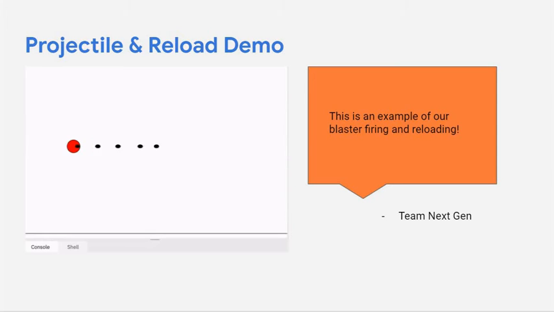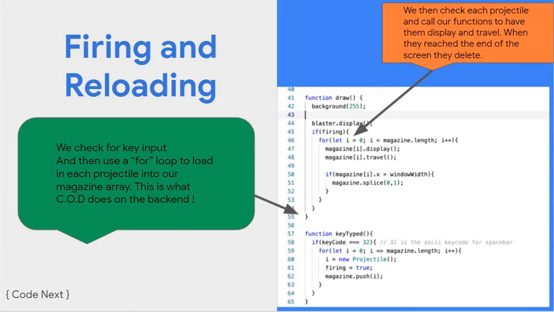This here is a projectile and reload demo of a little dot shooting some bullets. This is an example of how they do the same exact thing in Call of Duty. We check for key input, and then use a for loop to load in each projectile into our magazine array. This is what COD does on the back end. We then check each projectile and call the functions to have them display and travel. When they reach the end of the screen, they delete.